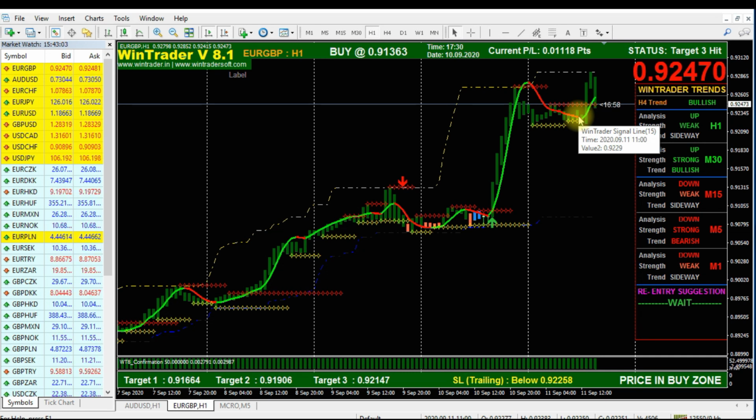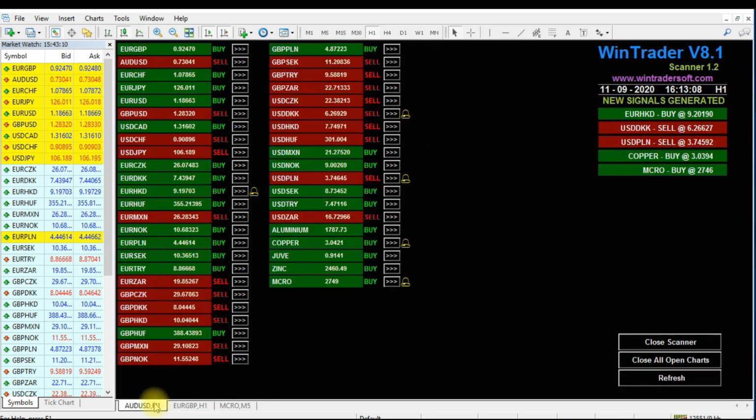But that type of signal, the trend-based signal, is very risky to follow. So you don't need to follow those types of signal. Whenever the scanner gives a signal, on the right hand side in this dashboard it will be written like this, and at the same time the scanner gives an alert message also.